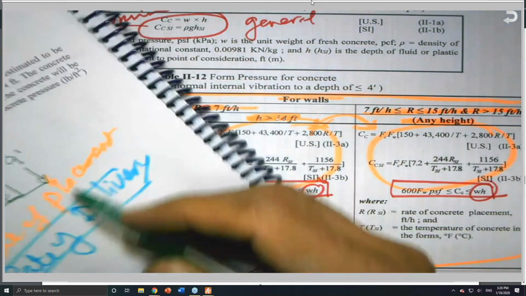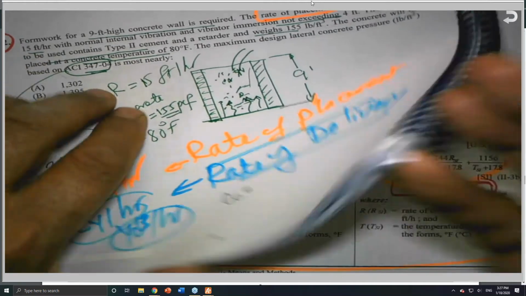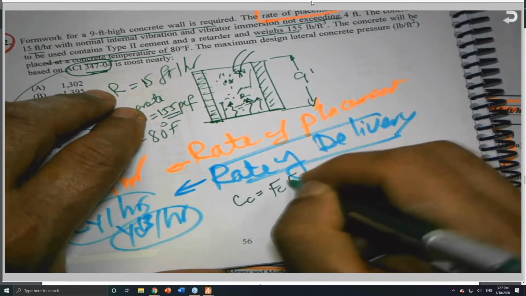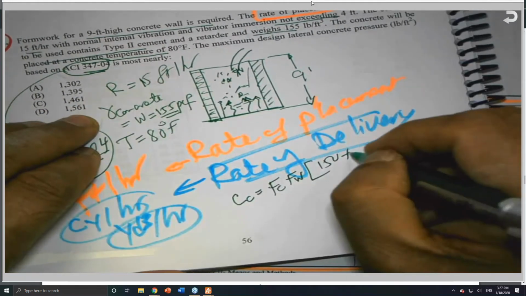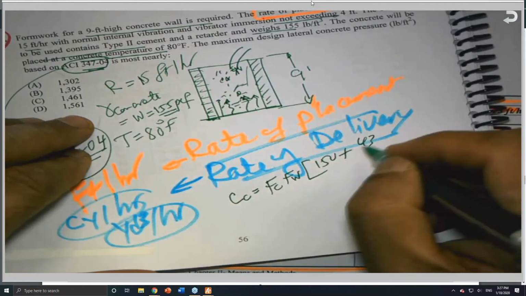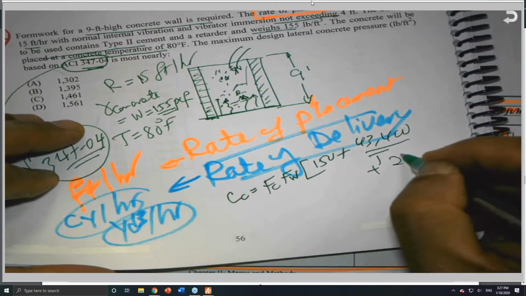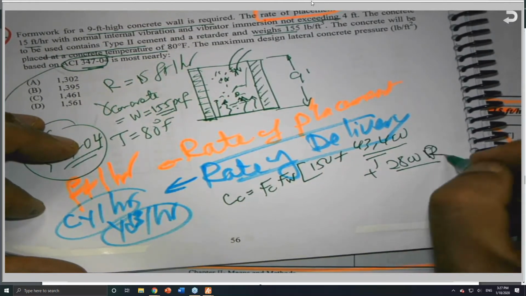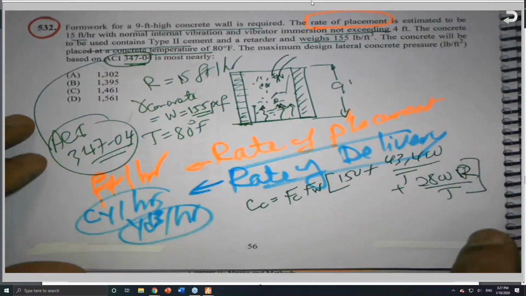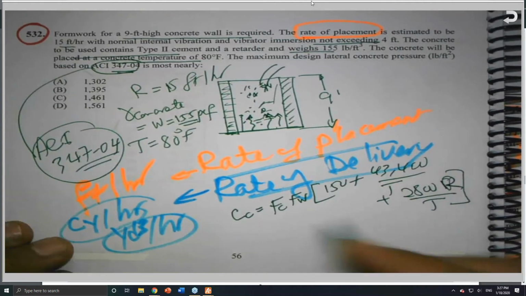Good. So right now I can copy the equation, and I say that the equation is K C sub C, or let's go F sub C and F sub W first, times 150 plus 43,400 divided by T plus 2,800 R over T. This is the equation. We need to know what F sub C and F sub W are.